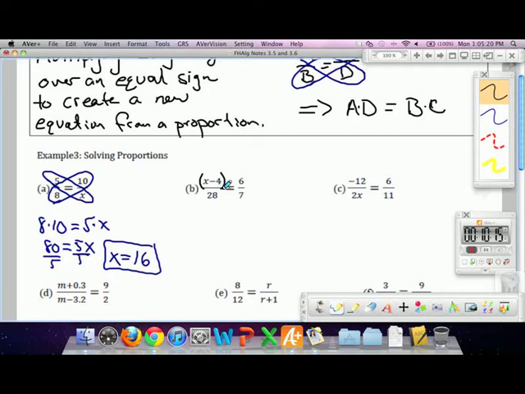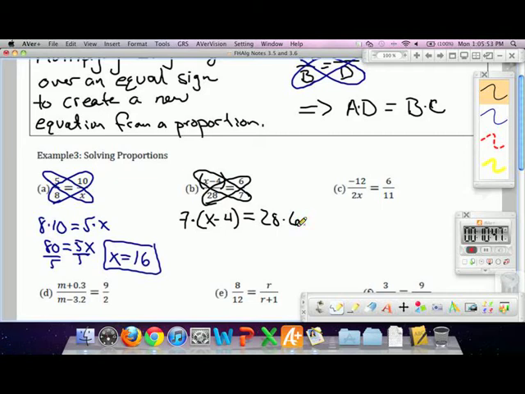So you'll have 7 times x minus 4. We'll have 7 times the numerator, 7 times x minus 4. And that's equal to 28 times 6. How are you going to solve this equation? What's your first move? You could distribute.